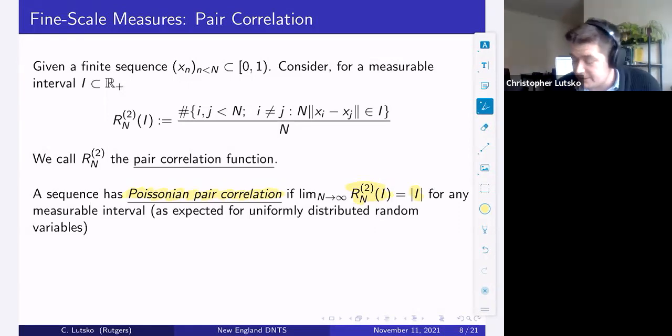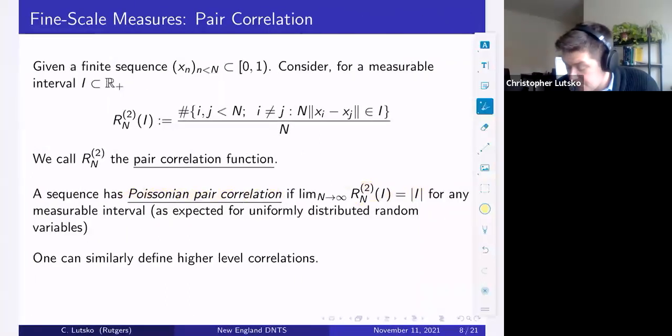Now, I want to make it clear that the pair correlation and the gap distribution are different measures of fine scale randomness. And it's not that one implies the other. These are independent measures of different properties. You can define higher level correlations, and at the very end of the talk, I will do so.